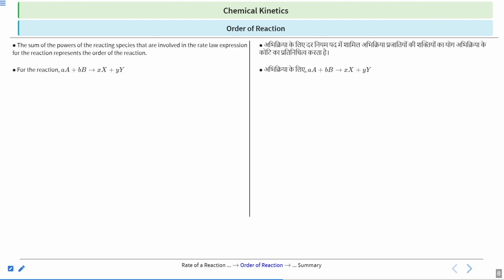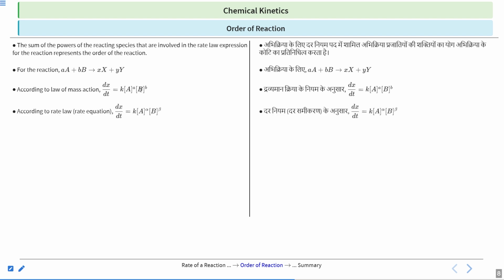Consider a general reaction going from A plus B to X plus Y. We have again taken the equation; you must have seen it earlier also. This is the general equation. Now how will we write the rate? According to the law of mass action, we can write the rate dx by dt, which is simply rate, equal to k times the concentration of reactant A raised to the power a and reactant B raised to the power b. Clear?